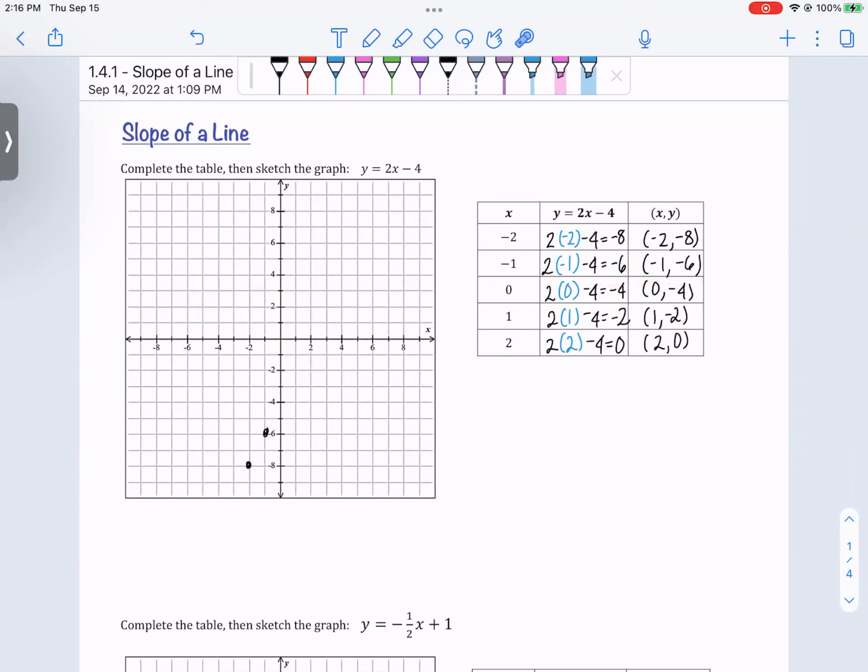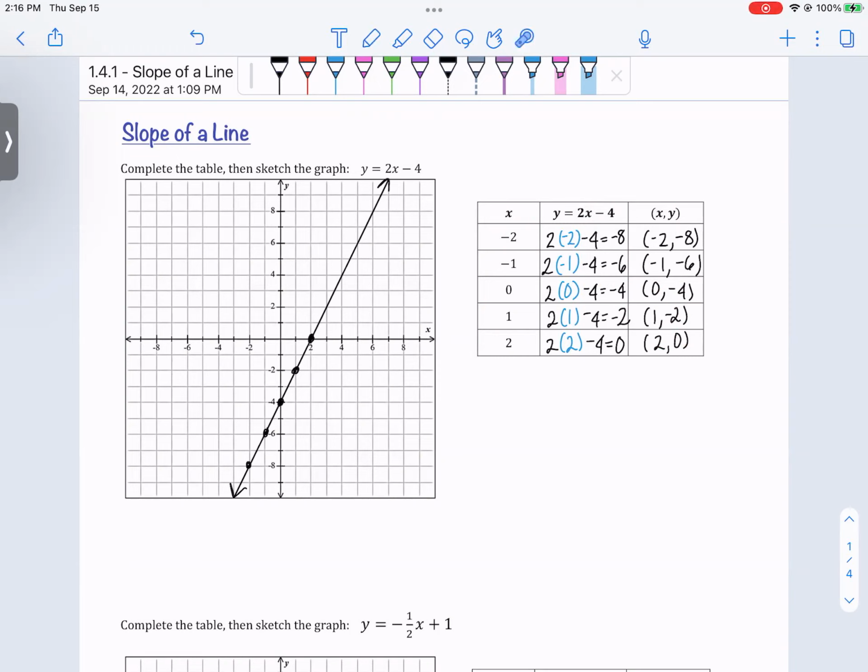I haven't plotted these points yet though, but I got -4, so 0, -4, 1, -2, and 2, 0. Just plugging these x values into this function here. So plotting those remaining points, we have 0, -4, 1, -2, and 2, 0. And if I connect the dots and extend it, I have indeed created a line.